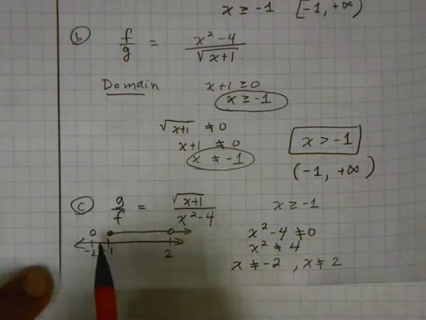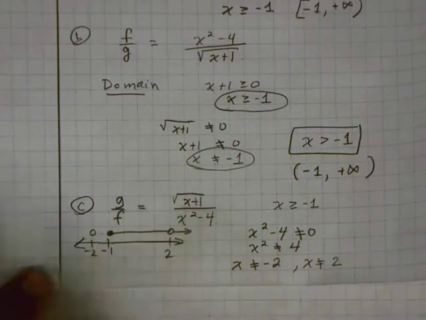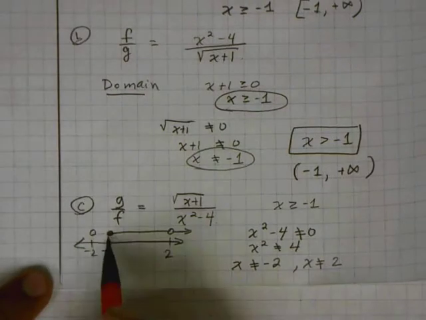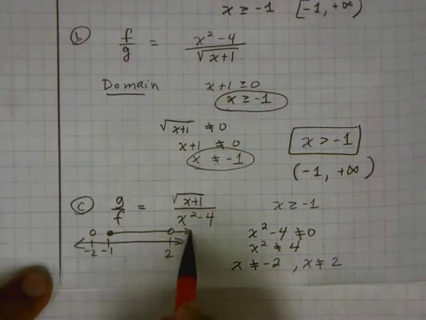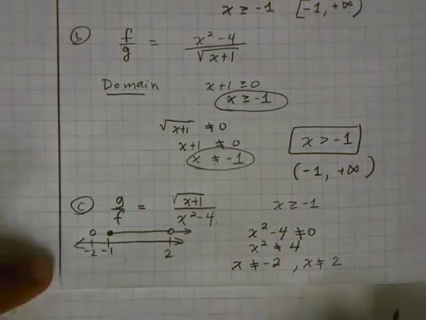But you notice here that x is not allowed to be back here anyways. It can't be less than -1. So this -2 here is pretty much irrelevant. We only have to worry about this direction here because that's the direction the arrow is pointing. Okay, all these numbers here are included except for +2.